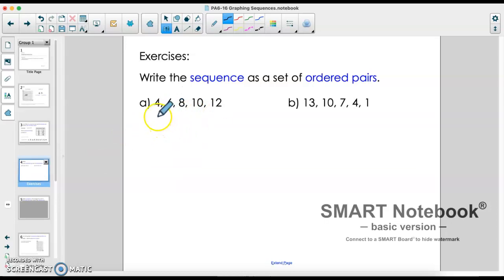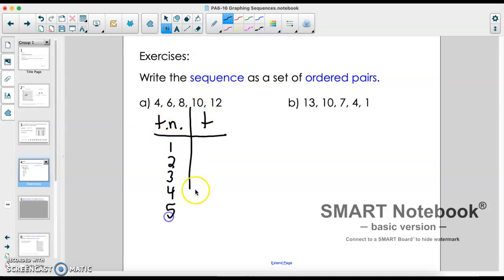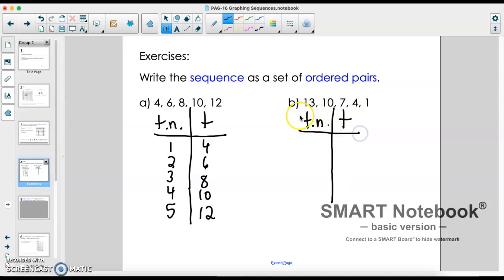And so again, we have our term number and then our term over here. I'm going to make it a little bit simpler than this. So we have 1, 2, 3, 4, 5. I will extend my line here. And then the first term is 4, second term is 6, third term is 8, fourth term is 10, fifth term is 12. Likewise over here, I have my term number and I have my term, split that up into like a sequence table. And I've got 1, 2, 3, 4, 5 terms to list. And then term 1 is 13, term 2 is 10, term 3 is 7, then 4, and then 1.